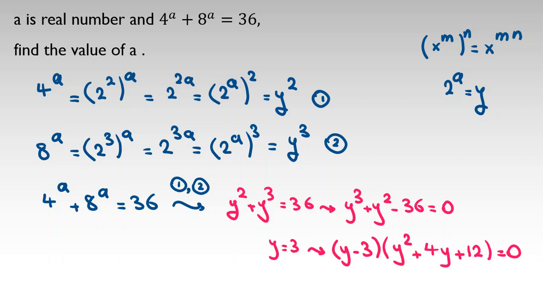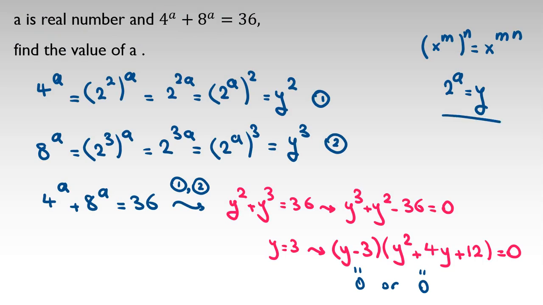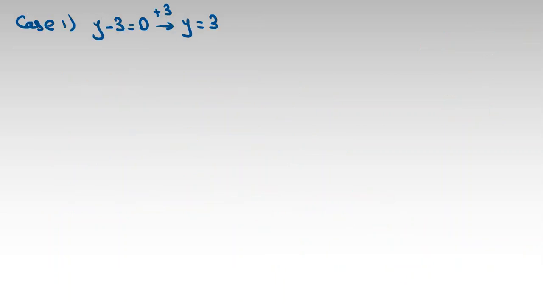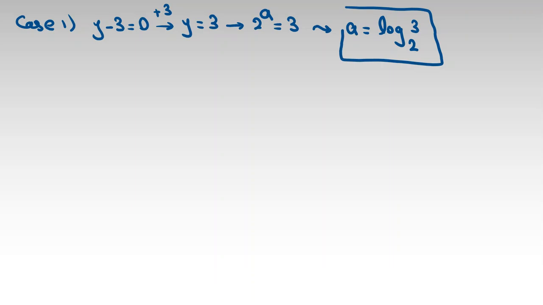Here, we can conclude the product of two terms equals 0. So maybe the first one is 0 or the second term is 0. We consider both cases. Case 1, y minus 3 equals 0. If you add 3 to both sides, y equals 3. Y was 2 to the a, and we want to find a. So 2 to the a equals 3, and by the definition of logarithm, a will be log of 3 with base 2. So one answer is this.